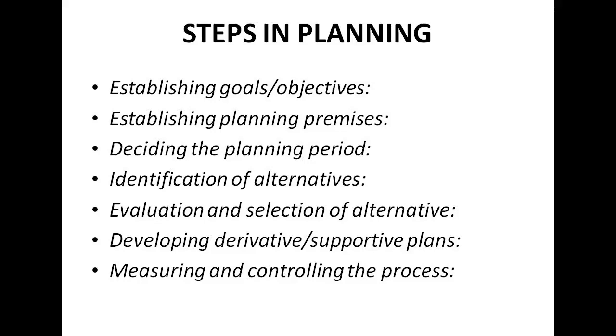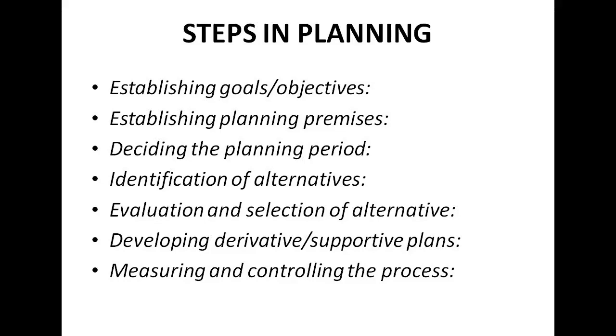Now, what are tangible and intangible premises? Tangible premises are those which can be quantified. They include population growth, industrial demand, capital and resources invested, etc. On the other hand, political stability, sociological factors, attitudes, and behavior of the owners, etc., are intangible premises.